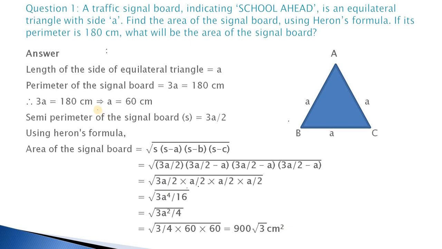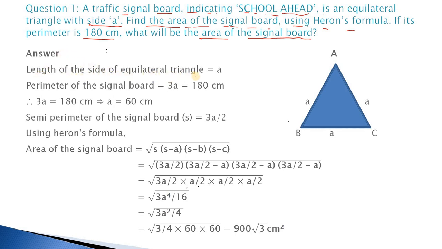A traffic signal board indicating the school ahead is an equilateral triangle with side a. Find the area of the signal board using Heron's formula. If its perimeter is 180 cm, what will be the area of the signal board? In this question, we are given a signal board in the shape of an equilateral triangle with side a.